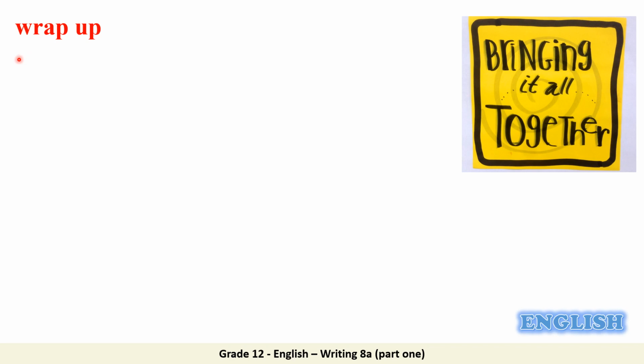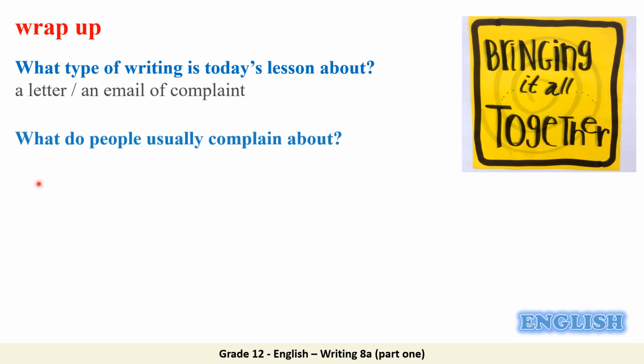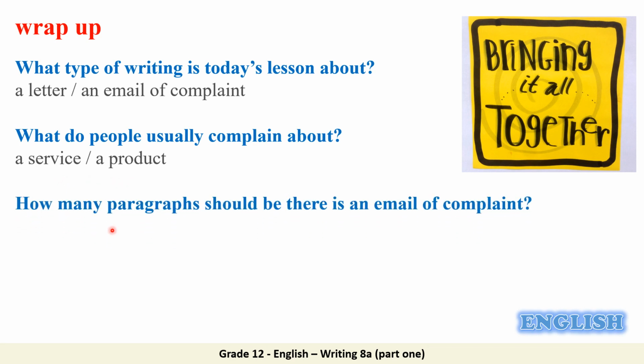Now, let's remember some of the most important points we dealt with in today's lesson. What type of writing is today's lesson about? Do you remember? Wonderful. It's about a letter or an email of complaint. What do people usually complain about? People usually complain about a service or a product. How many paragraphs should be there in an email of complaint? There should be 3 paragraphs, an introduction, the main part, and a conclusion.